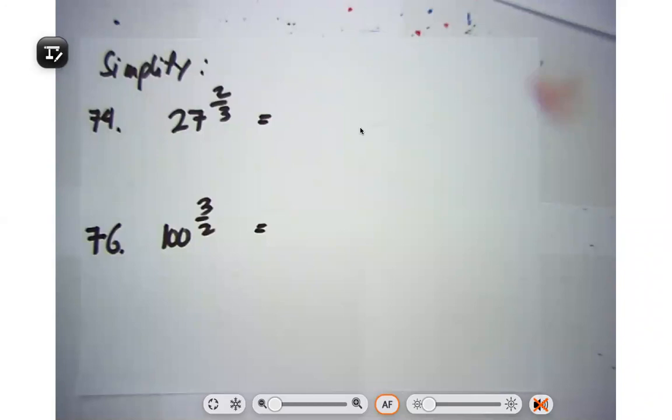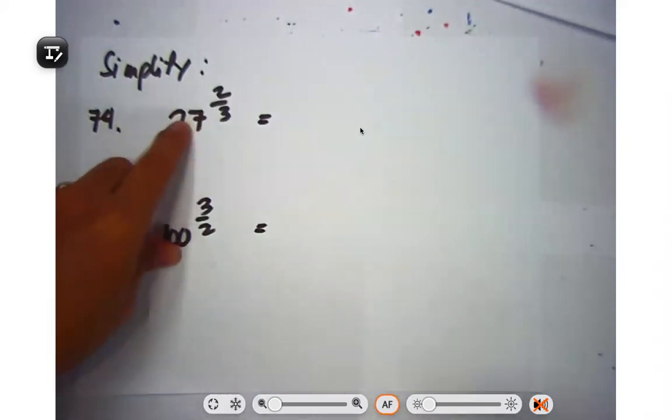We have 27 raised to 2/3. Let's try another approach and simplify this. There are two ways you can simplify this. You can either rewrite this into radical, or you can express this into exponential form.